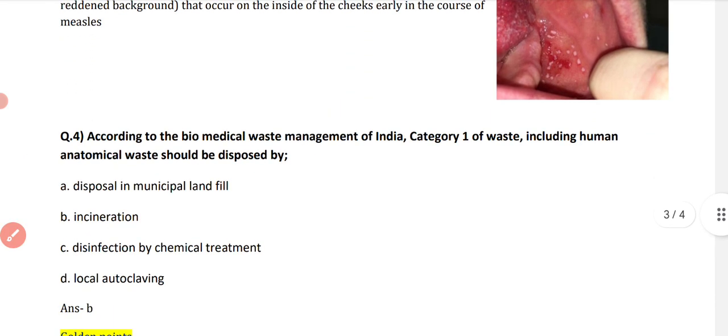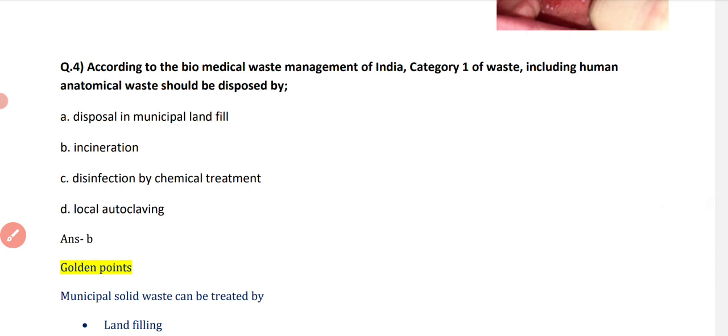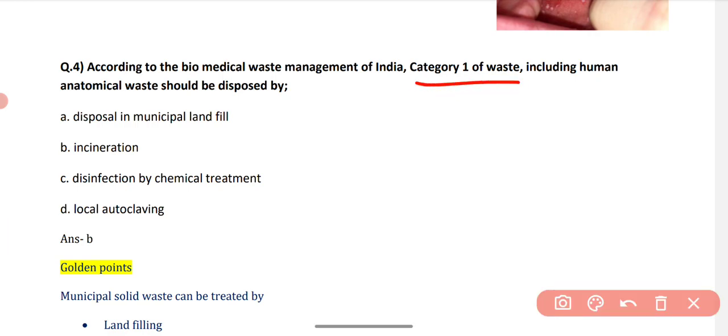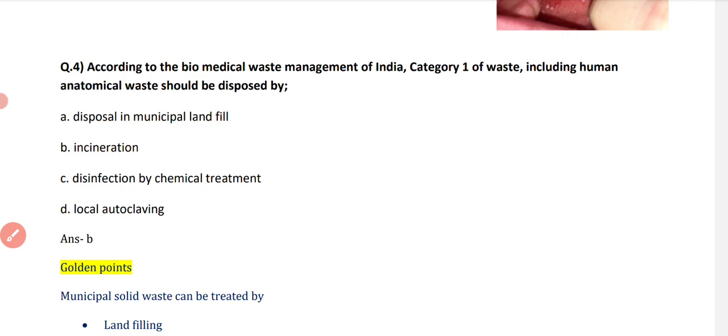And the next question is, according to the Biomedical Waste Management rules of India, category 1 waste including human anatomical waste should be disposed by. Category 1 waste, that is human anatomical waste. This is the keyword. If you see these two words, immediately you have to go for what? Incineration. So which is the right answer here? Option B, that is incineration. This is how we dispose of human anatomical waste, which comes under category 1 waste.